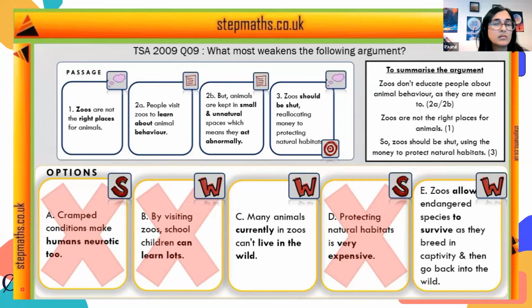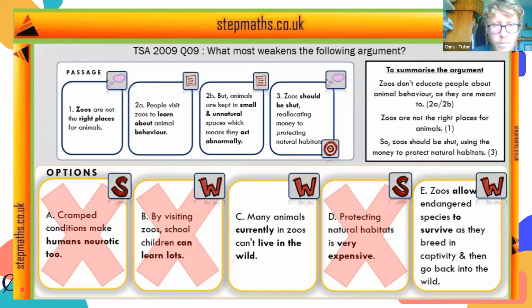But shutting zoos down doesn't have to mean doing it immediately and without care for the animals that are currently in them. We could stop adding new animals and wait for the current ones to die off and then close the zoo afterwards. Or we could find new homes for the current animals. So C doesn't have to be a problem.